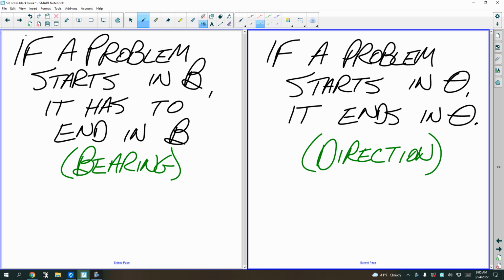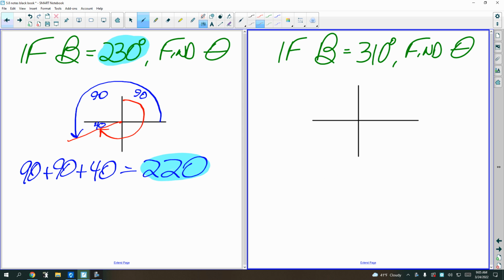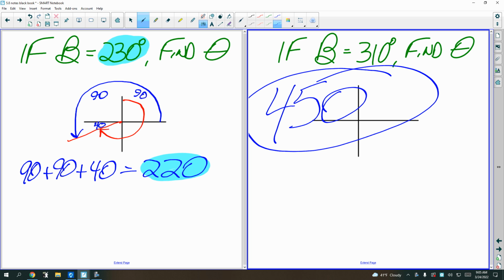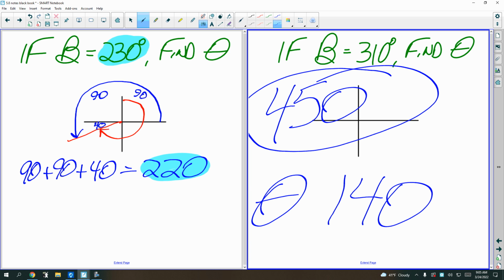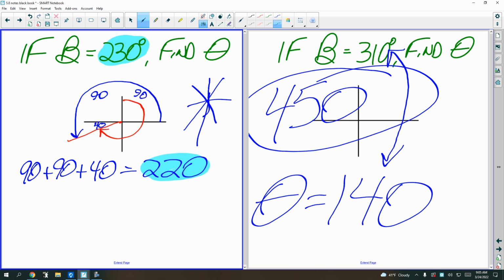Remember, everybody, this is where we were. And remember, we learned a shortcut. The shortcut was, if it's not in quadrant 1, the two angles beta and theta add up to 450. So we said real fast, if bearing was 310, then the direction, or theta, would be 140. Theta equals 140, because these two have to add up to 450. That's the magic number. If you don't remember that on a quiz, you're going to have to do it like the left slide over here, longhand.